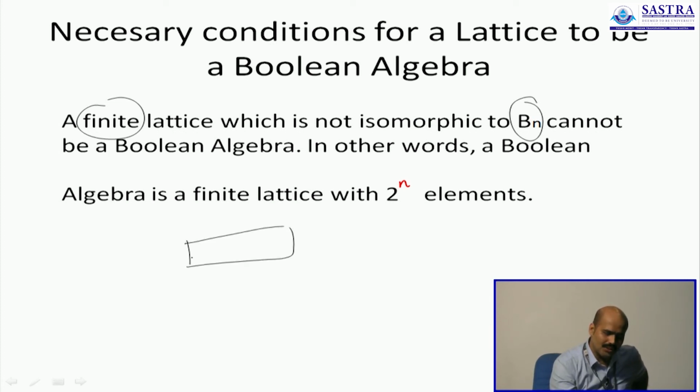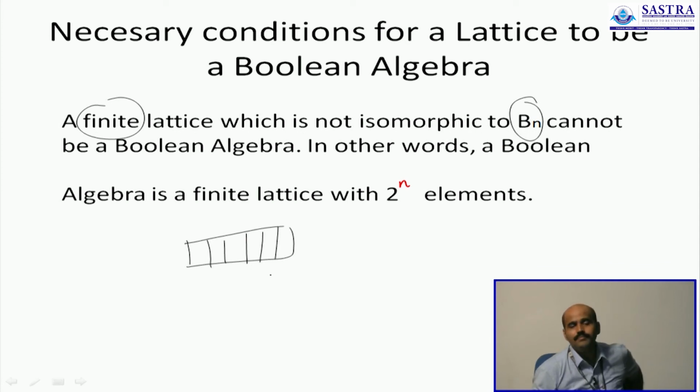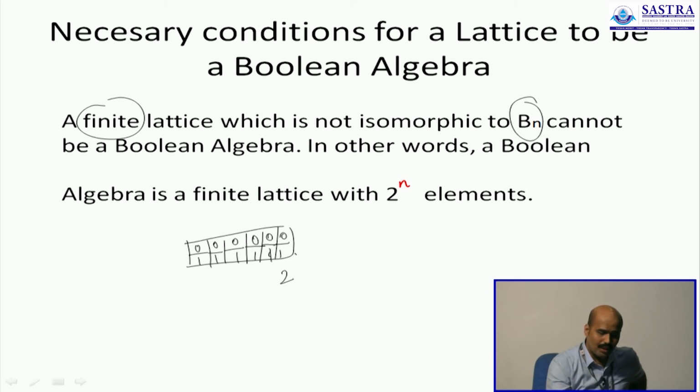A binary string is a string of characters where every character is either a 0 or a 1. So when I try to write a binary string of length 6, this can be 0 or 1, this can be 0 or 1, and so on everywhere. Every position of the string has two choices, and therefore you'll have 2 power 6 strings available.